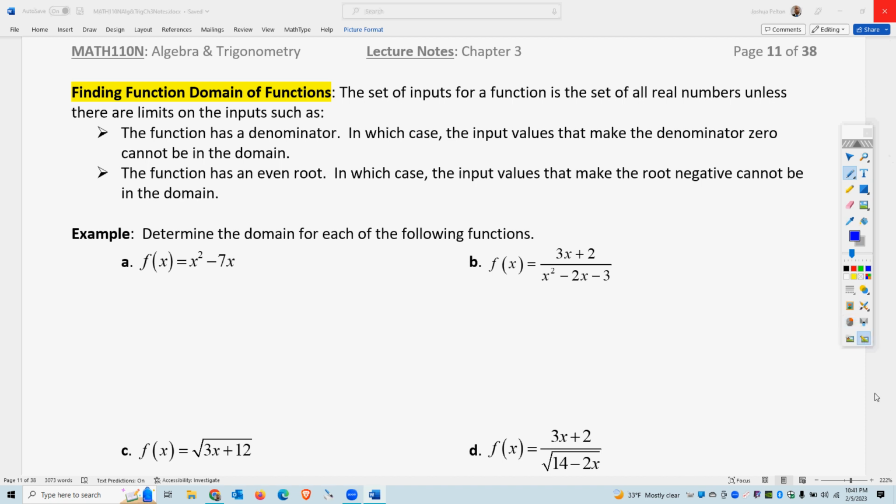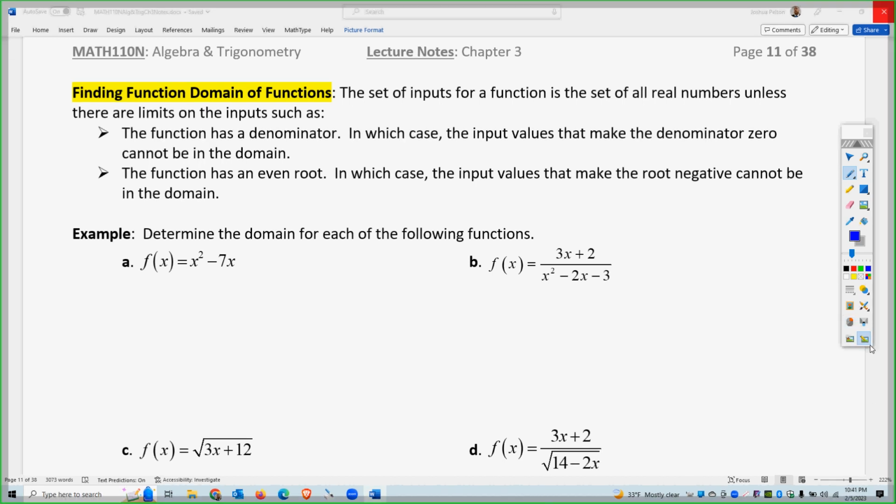All right, this is Professor Pelton. This is part 3 of chapter 3, section 2. So we're going to talk about domain of functions. What can I actually plug in that'll actually work?